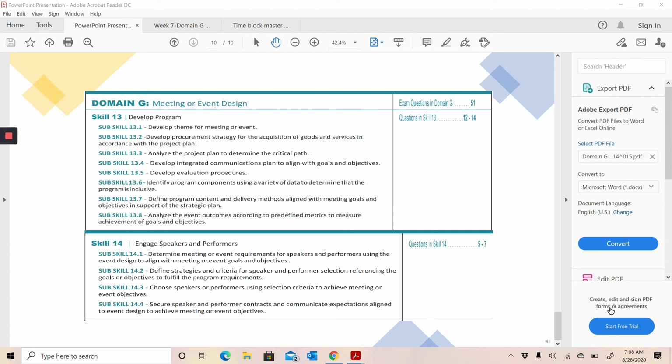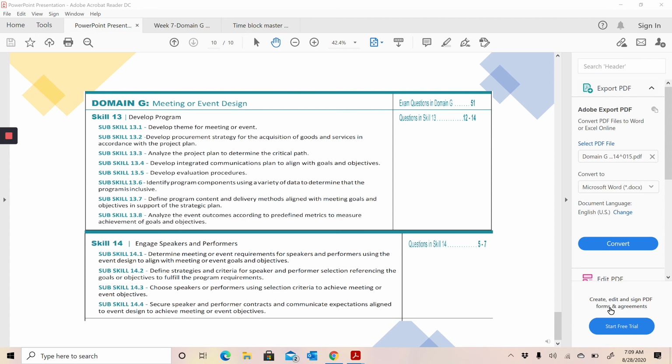Define strategies and criteria for speaker and performer selections, referencing goals and objectives to fulfill the program requirements. That's the sample weighted scale system that we talked about. Choose speakers or performers using selection criteria to achieve meeting or event objectives. Maybe that one was the criteria. How are you going to select? Like, are you going to use a speaker bureau, or rely on your program planning committee? How are you going to find these speakers, and what criteria?